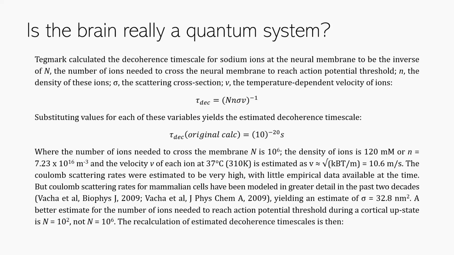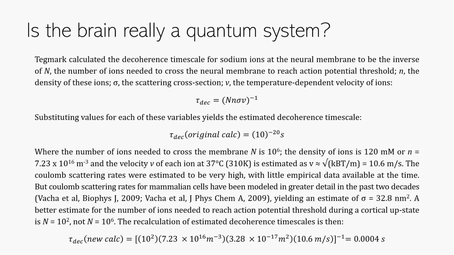But Coulomb scattering rates for mammalian cells have been modeled in much greater detail recently, with a new estimate for sodium ions at around 32.8 square nanometers. We can also include a better estimate for the number of ions needed to reach action potential threshold during a cortical upstate as 10 to the second rather than 10 to the 6th, and can recalculate the estimated decoherence timescales. And these new decoherence timescales are 0.4 milliseconds. The new Coulomb scattering rates, which are based on really detailed and relevant studies, yield a much longer decoherence timescale.